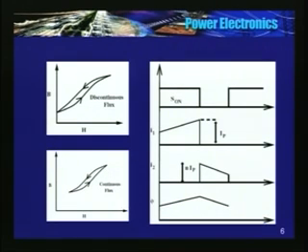So if the core saturates, either the switch or the inductor or the source will fail, or all three of them may fail. So we should not allow the transformer to saturate, or should not allow the core to saturate. One of the ways to avoid this situation is to operate it always in the discontinuous mode.